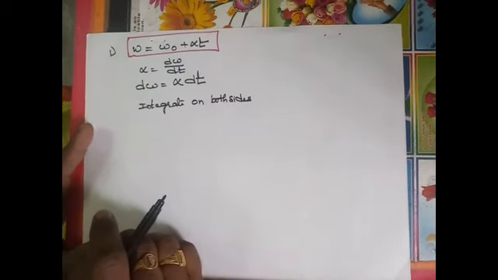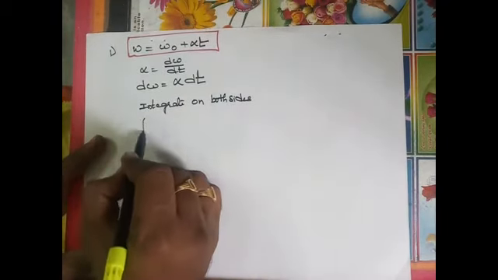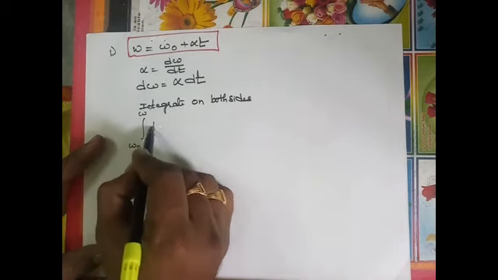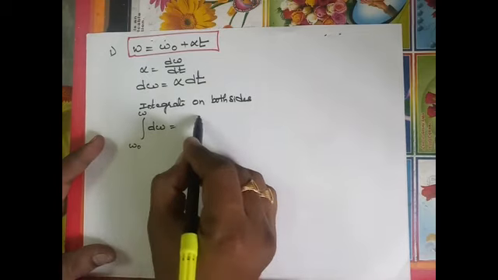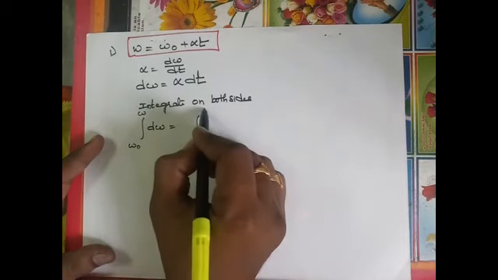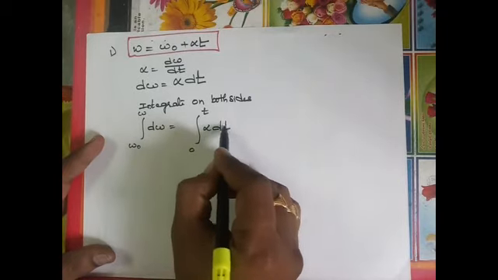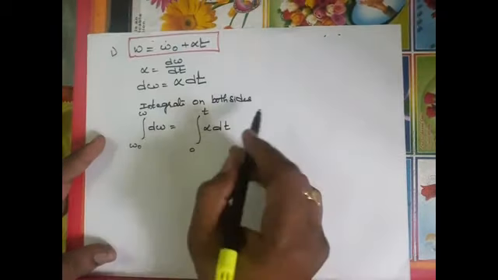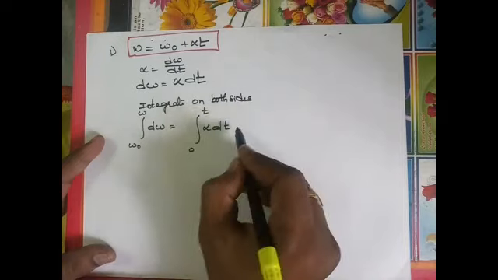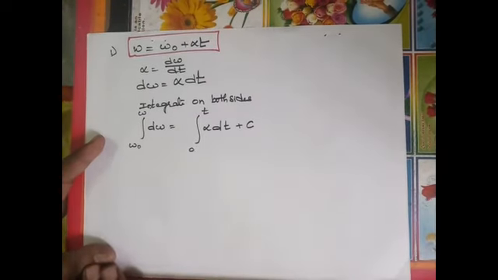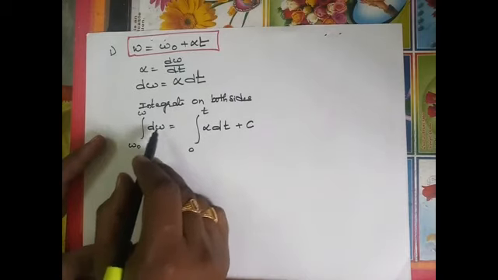Integrating on both sides, what we get here? Let us integrate between the limits omega naught to omega for d omega, that is equal to time from 0 to t seconds for alpha into dt, right? So if you take integration on both sides, we'll get one constant. Integration constant we will get, c, right?